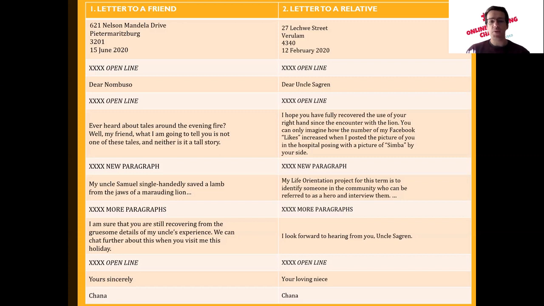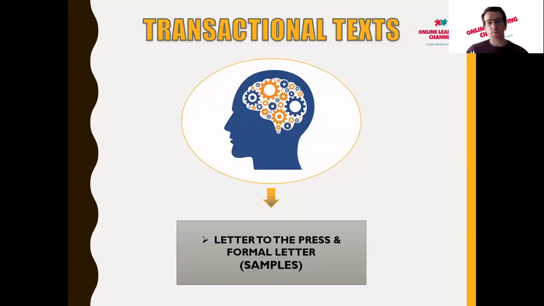My life orientation project for this term is to identify someone in the community who can be referred to as a hero and interview them. So clearly, China has now identified Uncle Sagren as the recipient of this particular heroism. I look forward to hearing from you, Uncle Sagren. And then once again, a line is left open, and then your loving niece, China. All right, good. So that was an example of a letter to not only a friend, but of course, a family relative.